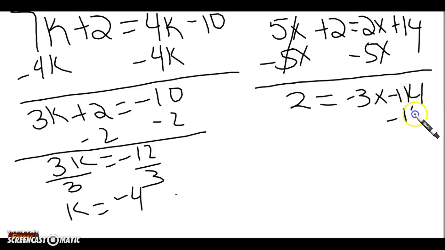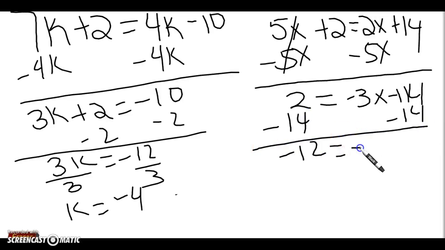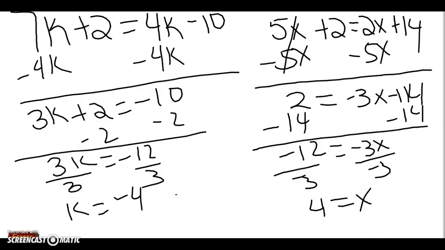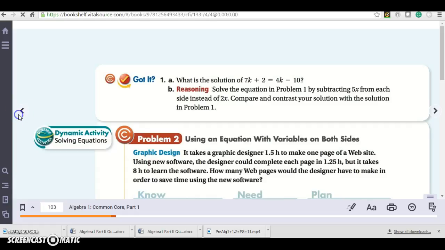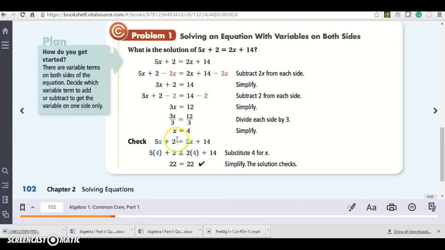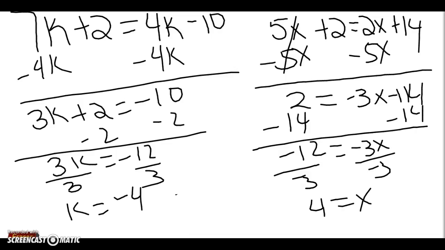Then I'm going to subtract 14 from both sides. And I get negative 12 equals negative 3x. Divide both sides by negative 3. And I get 4 equals x. And let's see if that was what they got the first time. Yes, x equals 4. I hope this helps.